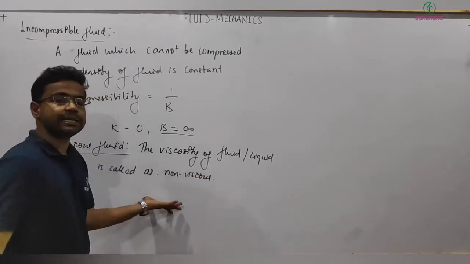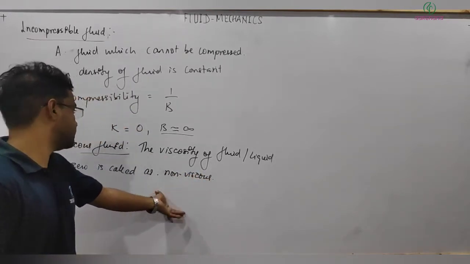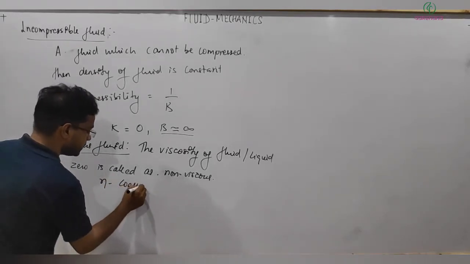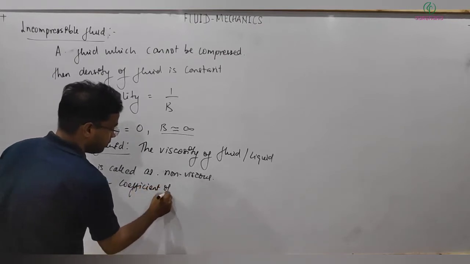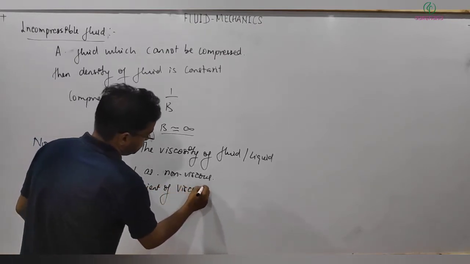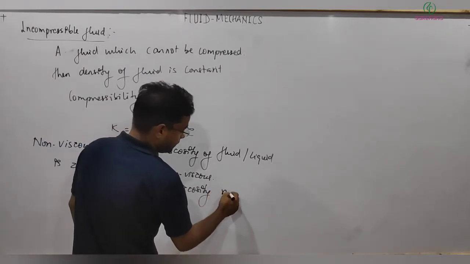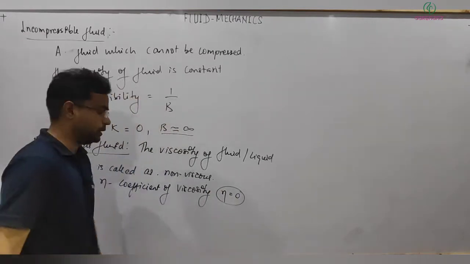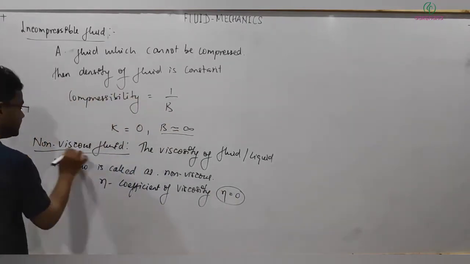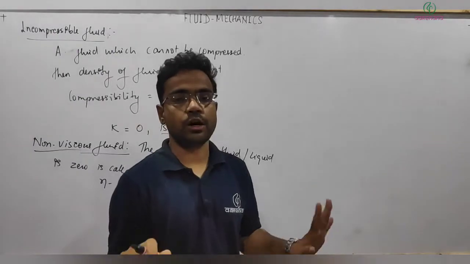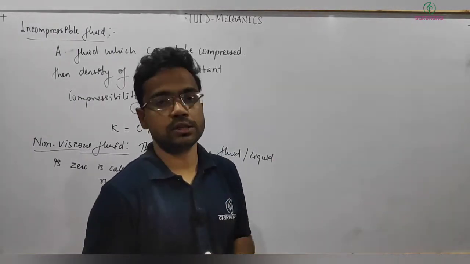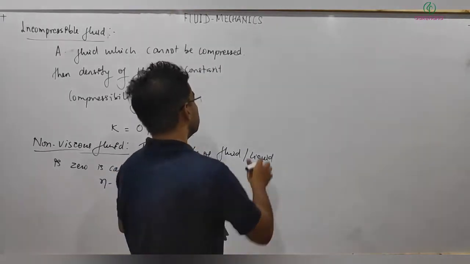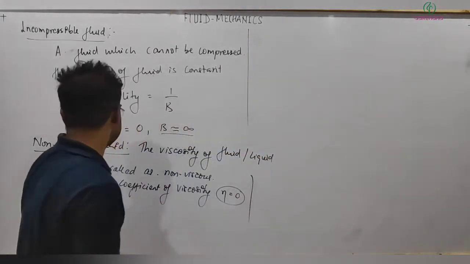So we measure that basically with the coefficient of viscosity, in terms of eta. This is called the coefficient of viscosity, and eta equals 0 for a non-viscous liquid. Okay, so here we can say there is no resistance offered by different layers of fluid, even when there is relative motion. So that is the meaning of non-viscous fluid.